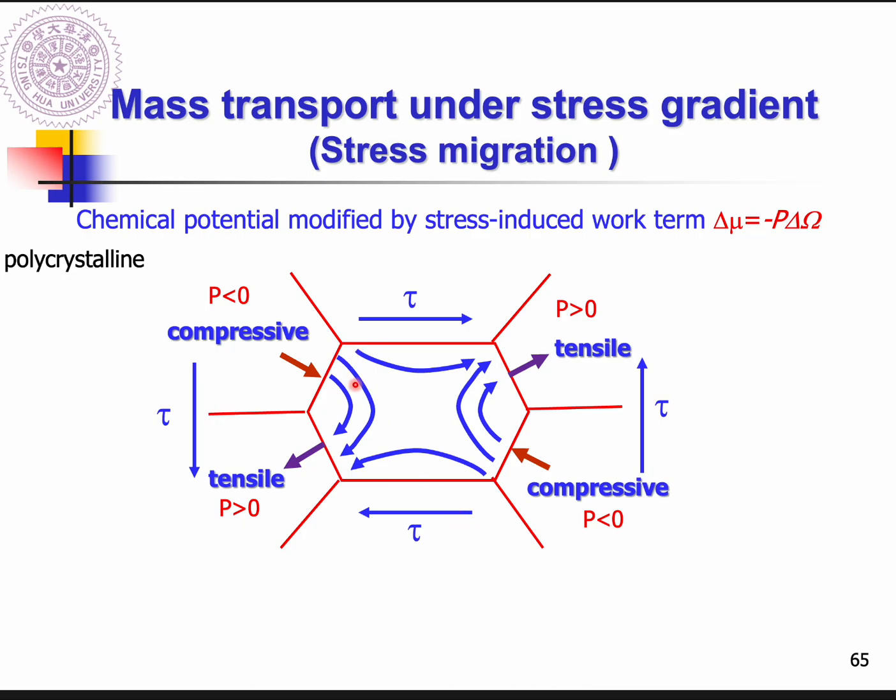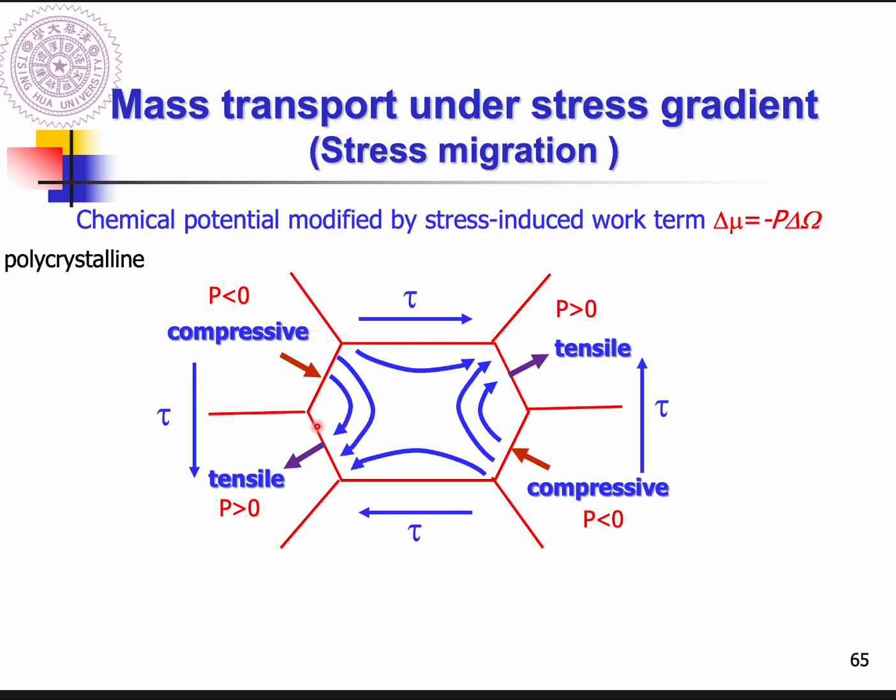Based on this idea, if you focus on this edge of the grain, it will suffer compressive stress, and this will be tensile stress, right? And this will be compressive, this will be tensile. So based on this, the mass transport of atoms will be from the compressive region toward the tensile region. So you get the atomic flux going this way and this way, from compressive to tensile.